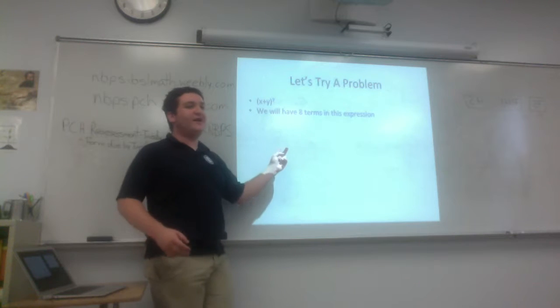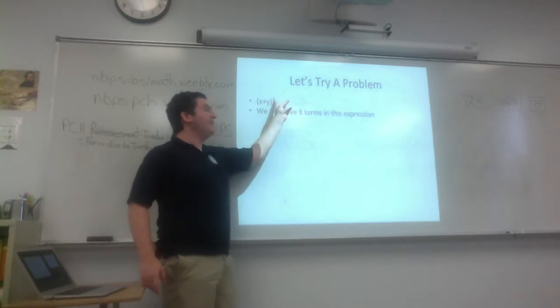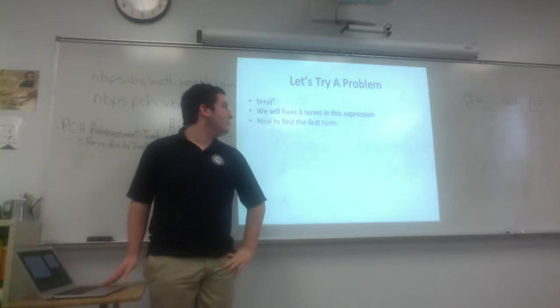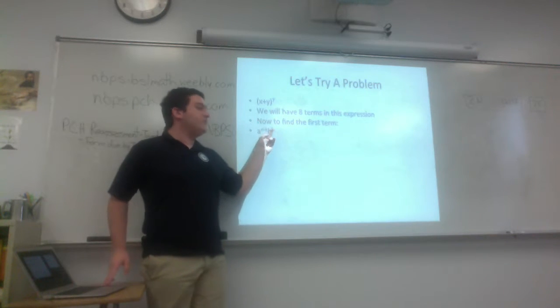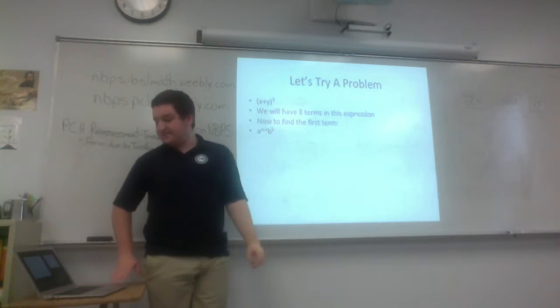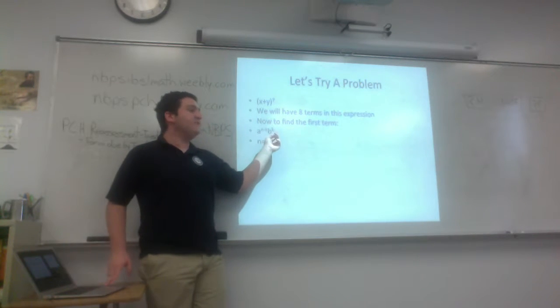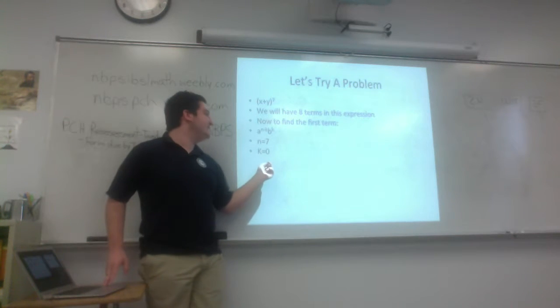So we have x plus y to the 7th. We're going to have 8 terms in this expression. Remember, this number is n. You're always going to have one more than n terms in your expression. So let's find the first term. We have this formula again: a to the n minus k times b to the k. So n equals 7. k, since it's the first term, is going to equal 0. I already said that it always starts at 0.